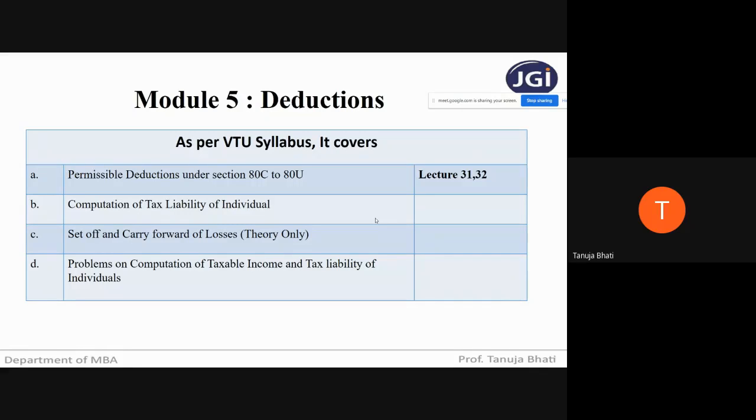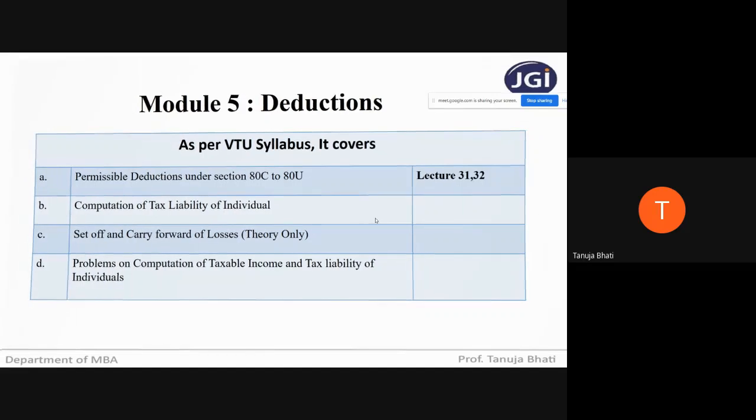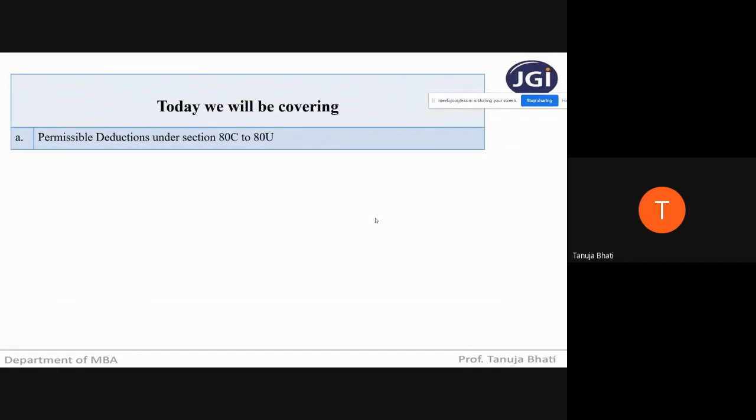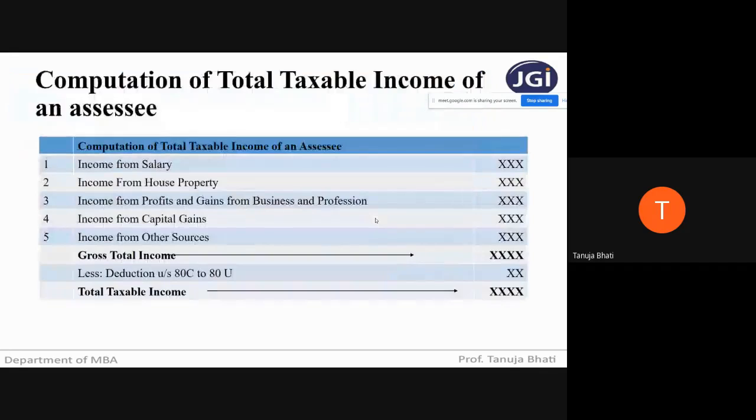So in our previous two lectures, that is lecture number 31 and 32, we have seen certain deductions under section 80C, certain deductions under section 80D, and certain deductions under section 80G. So today, again, we will be continuing with permissible deductions under section 80C to 80U.